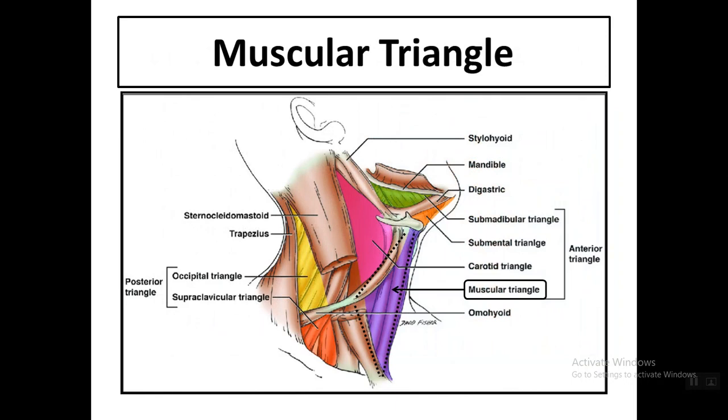The muscular triangle. Here we can see it is bounded by the midline of the neck, by the superior belly of omohyoid, and the lower part of the sternocleidomastoid. Why is it called the muscular triangle? Because it is covered by muscle.